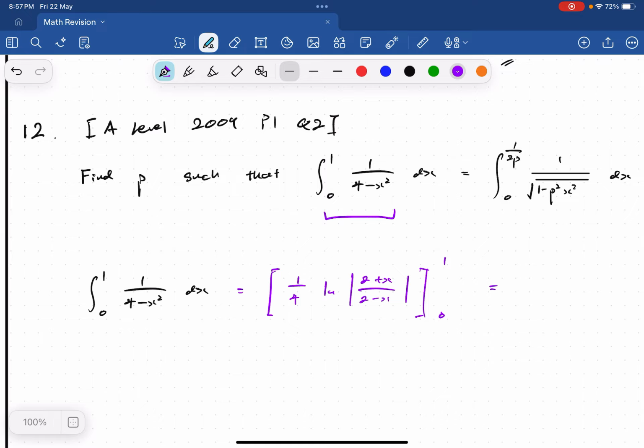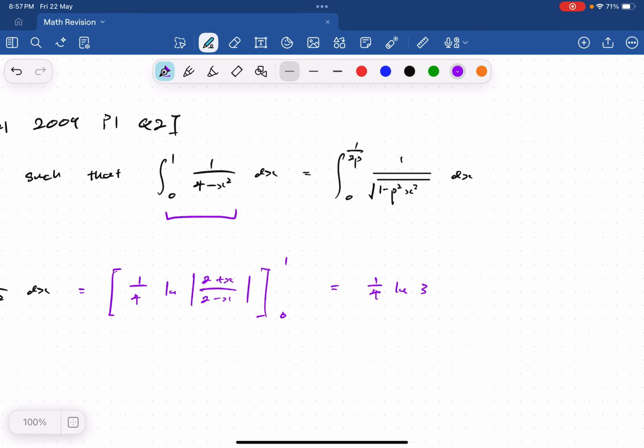Please make what I just verbally said as an annotation in your notes if you haven't already. Please do it. Okay? Done? Okay. So if we sub in 1 and 0, you will just get 1 quarter ln 3. So that's this part done. Now let us shift our attention to this part.